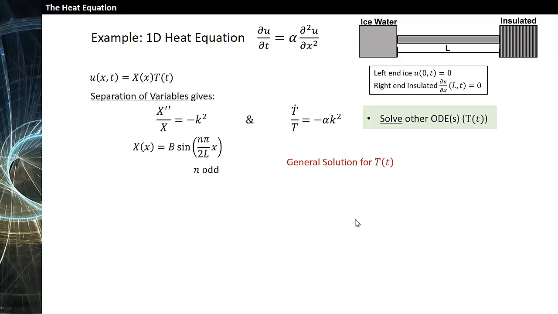So what we need to do is take our T differential equation, T dot over T is equal to minus alpha times k squared, and solve that ordinary differential equation for capital T.